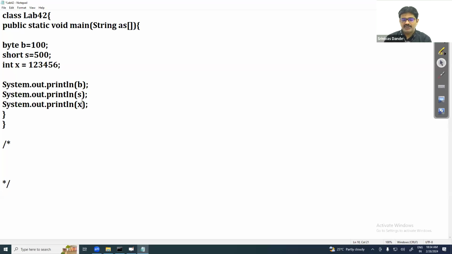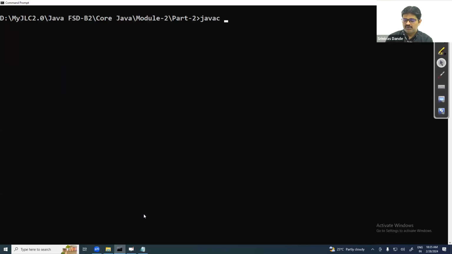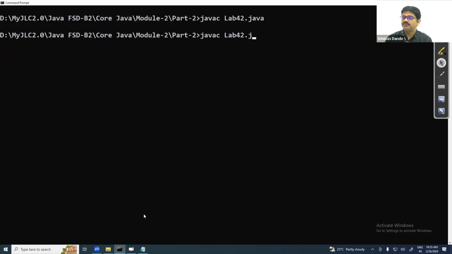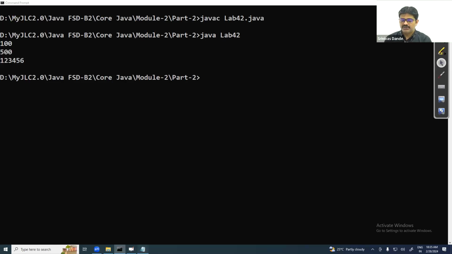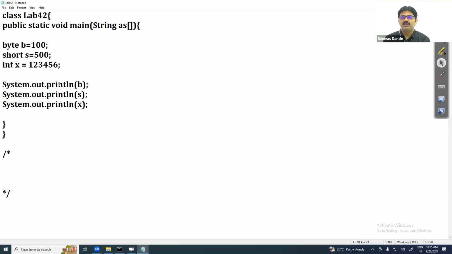Ask your question, whichever point you did not understand, please ask that. So this lab is simple. We are checking various types, taking the values and printing them. Lab 42: javac 42.java. Compiled successfully. As it is shown, right?